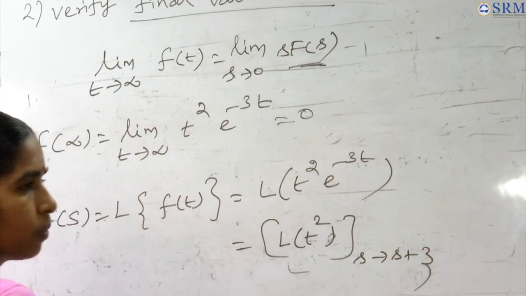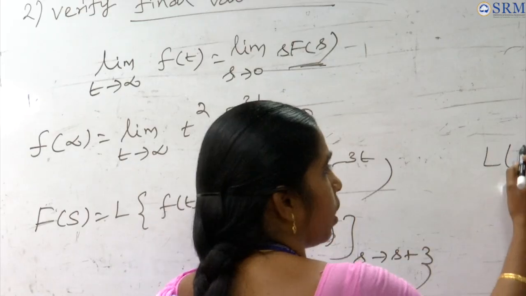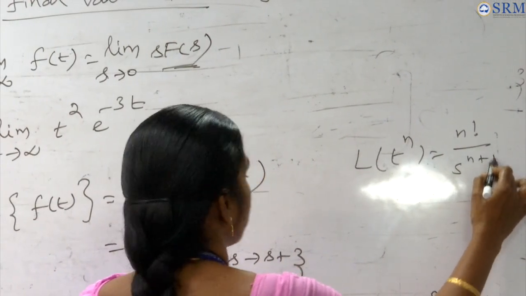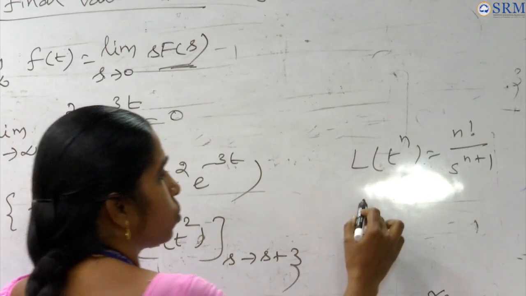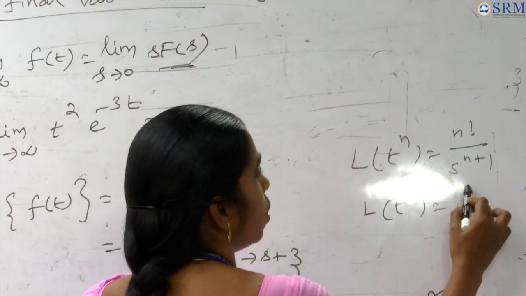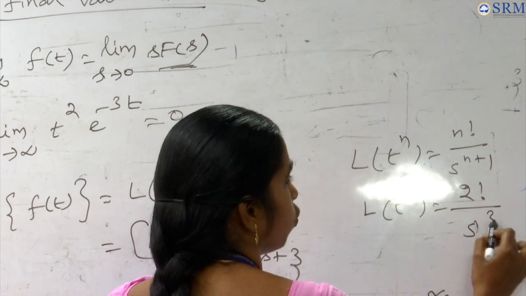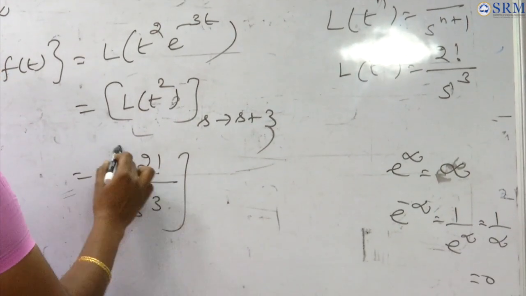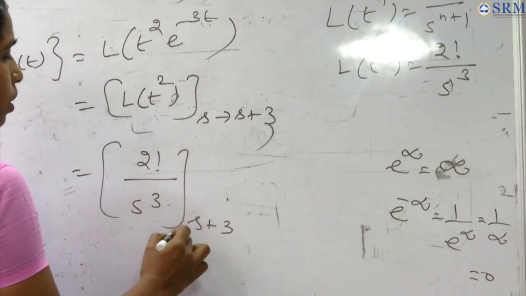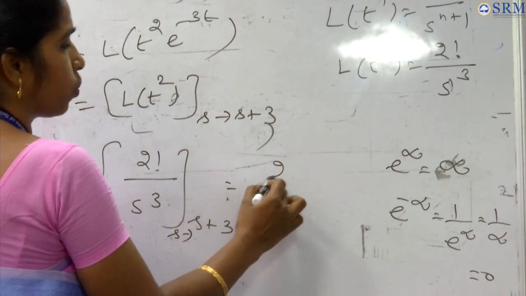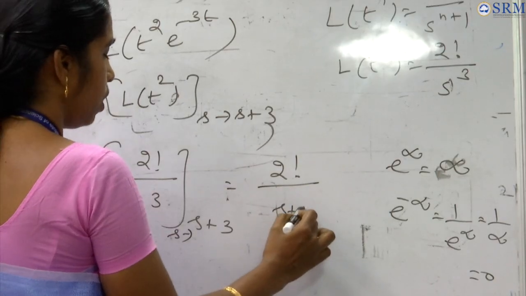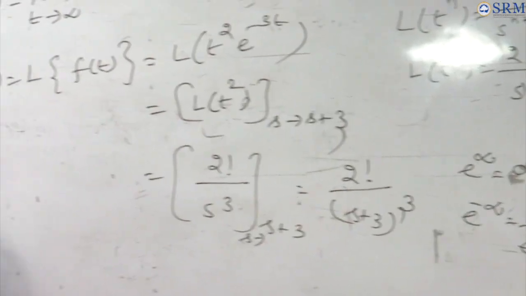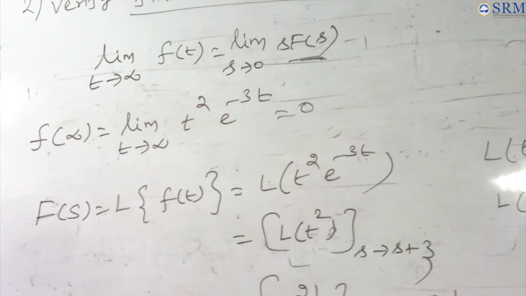The formula is L of t power n equals n factorial divided by s power n plus 1. Here n is replaced by 2, so L of t squared is equal to 2 factorial divided by s cube. Now s is replaced by s plus 3, so we get 2 factorial divided by s plus 3 whole cube. But multiply by s now, after which you apply s tends to 0.